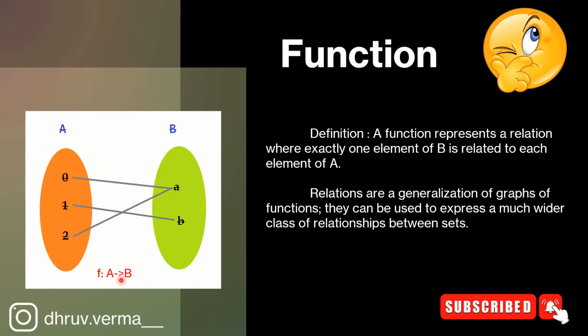So this is the representation of a function. Here is the set A and here is the set B. The left side set is called the domain and the right side set is called the codomain. Basically you can see here each element of A is connected to exactly one element of set B. So this is a function.